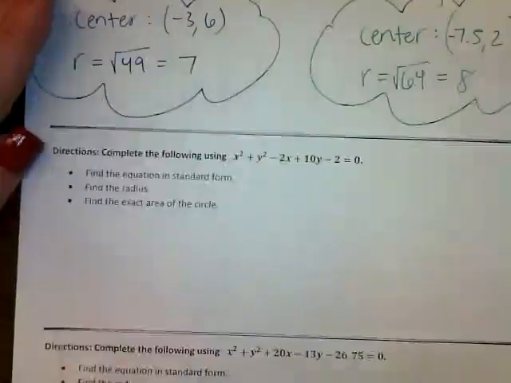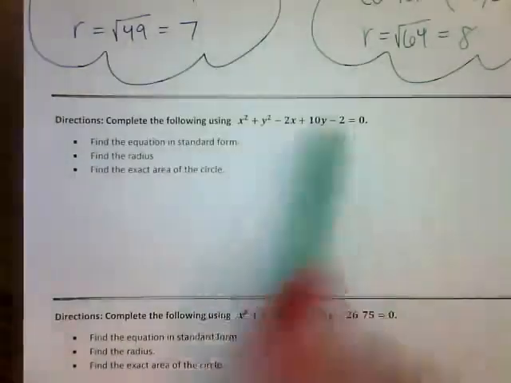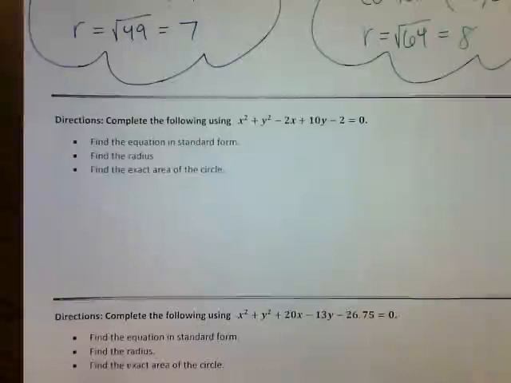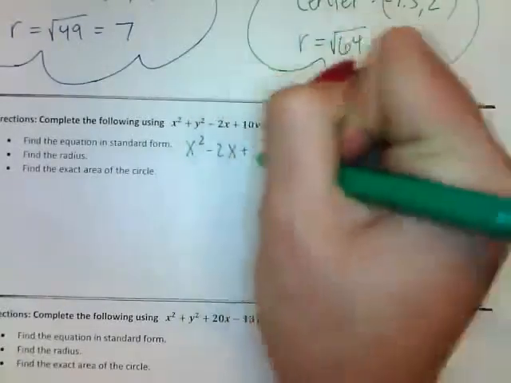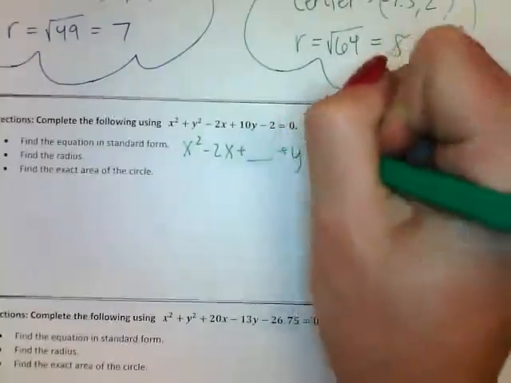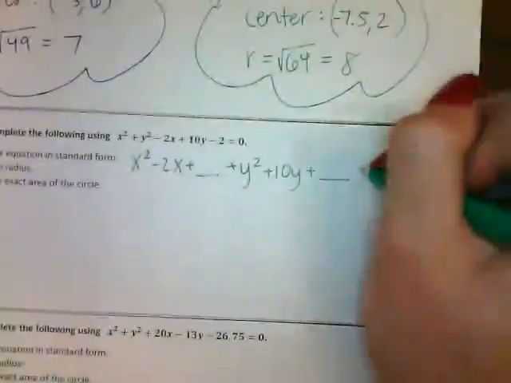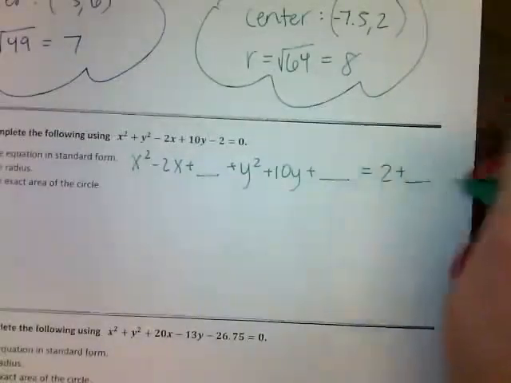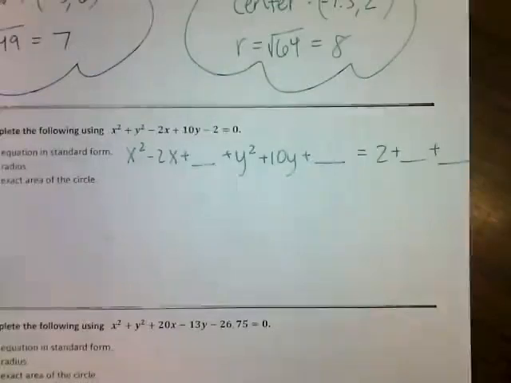All right, let's move to the last 2 examples. Directions say to complete the following using this information. We're going to put the equation in standard form, find the radius, and then calculate the exact area of the circle, okay? Let's start with putting this in standard form. Group my x's, leave a blank. Group my y's, leave a blank. Add my constant to the other side, and 2 blanks so I don't forget to add it to both sides of the equation.